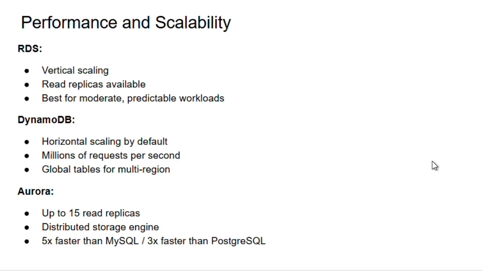Aurora sits in the middle as a relational database with massive performance improvements, up to 5 times faster than standard MySQL and 3 times faster than PostgreSQL. So, if you need extreme throughput, DynamoDB. If you need relational performance at scale, Aurora.